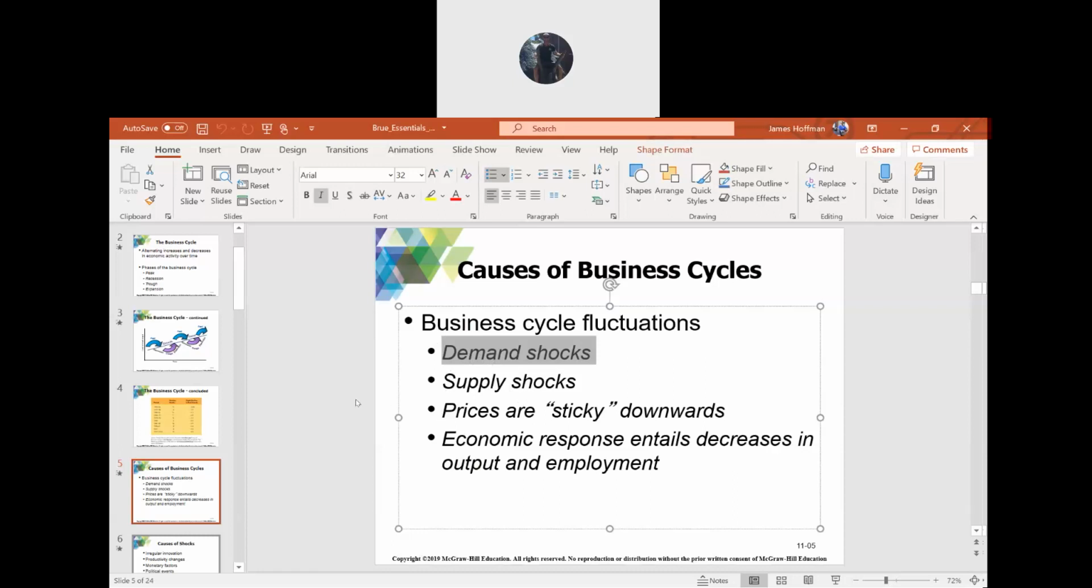Okay, so demand shocks are when consumer spending is down. When demand isn't what it used to be, when people just aren't buying things, that can lead to a recession. Supply shocks are when the suppliers can't get the goods, or the prices of those intermediate goods go up, and so this can also lead to a recession. The current recession is kind of a combination of both these things.